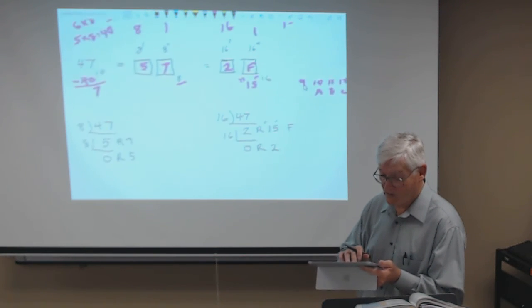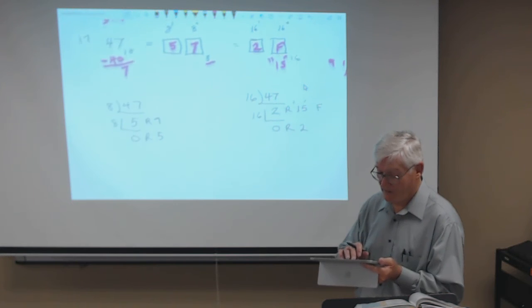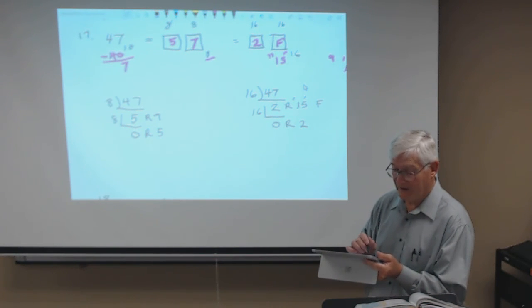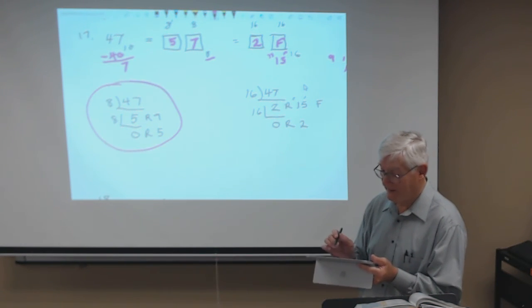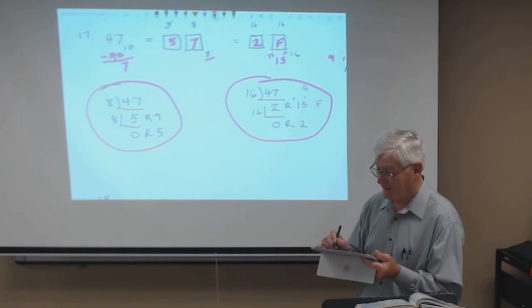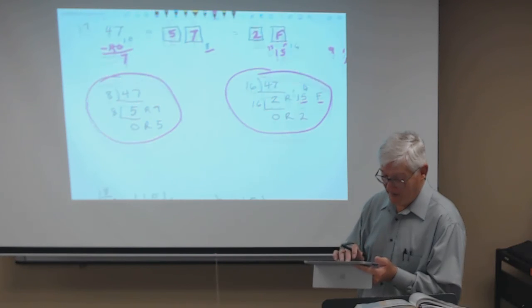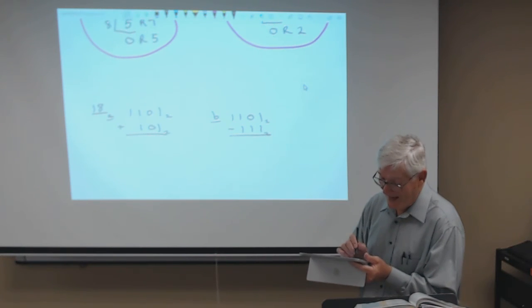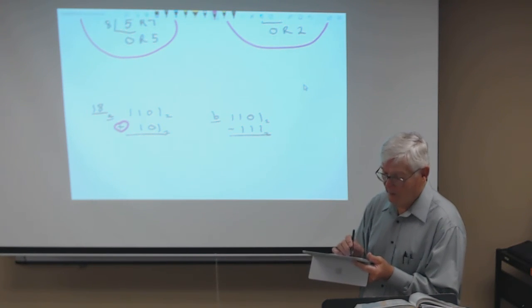Here's the way you would do it, the long division method. Here's the long division method for both of them. And then 15 becomes F. Number 18. Add. 1 and 1 is 2.